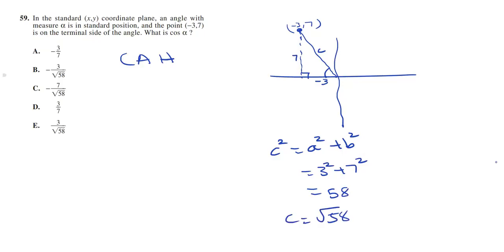Now, what do we need to do? We need to figure out which of these is the best. I can already see that my cosine is going to be -3 over C. -3 over square root of 58. That is B.